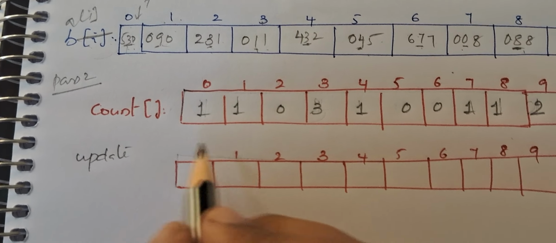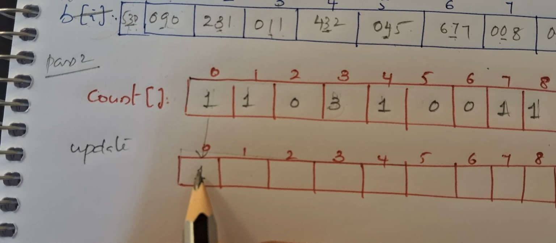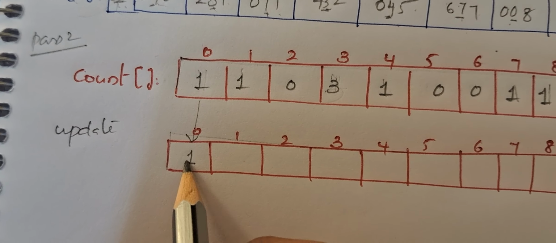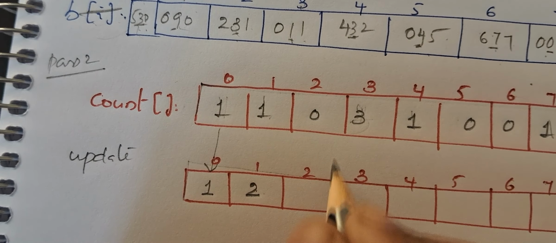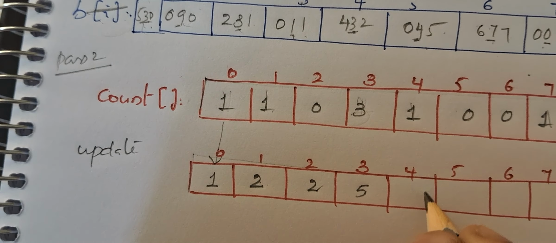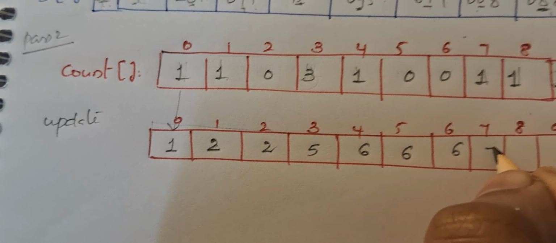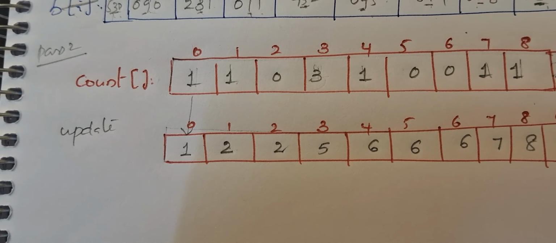So how to update the count array? Write the first value as it is. Then for the next value, how to take it? Count of I plus count of I minus 1. So count of I is equal to 1. 1 plus 1 is equal to 2. 2 plus 0 is equal to 2. 2 plus 3 is equal to 5. 5 plus 1 equal to 6. 6 plus 0 equal to 6. 6 plus 1 equal to 7. 8. 10. So this is the updated count array.